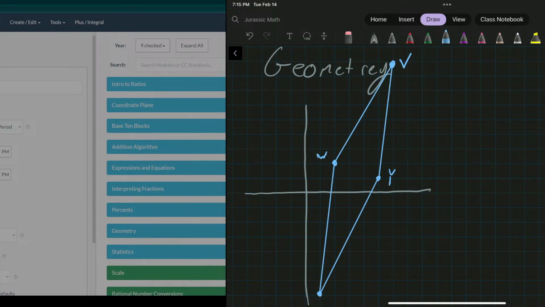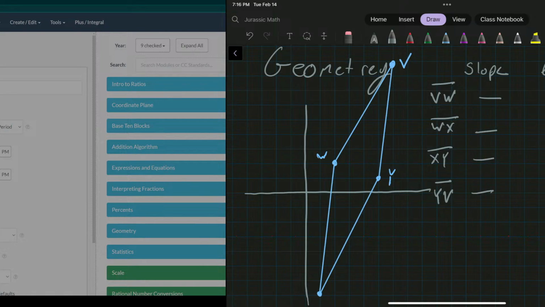All right. So the question is, they want to know what is the slope, and then they want to know the length. So we have 4 lines. We have VW, then we have WX, then we have XY, and finally we have YV. Now, remember, we read left to right, and these are all going to be fractions.